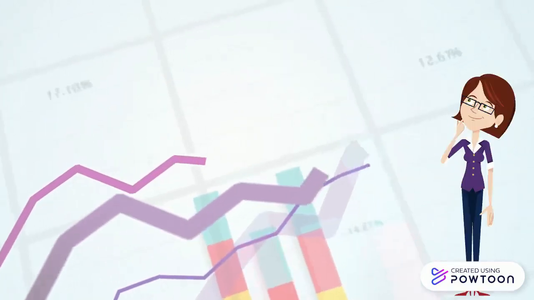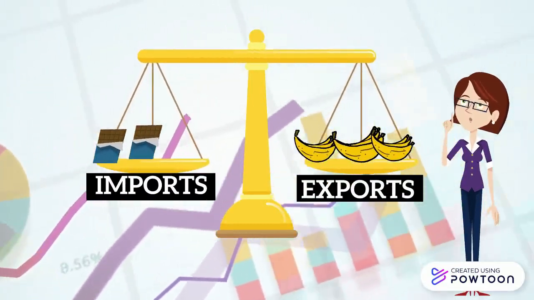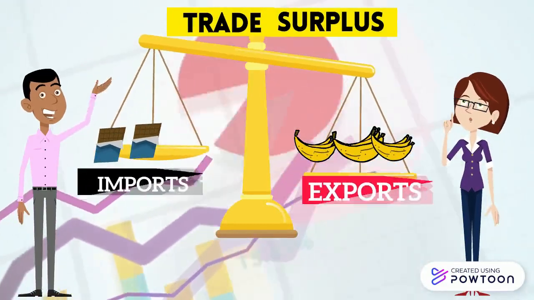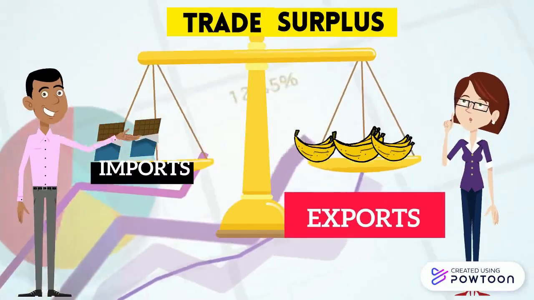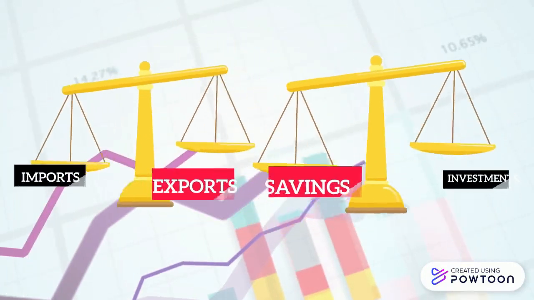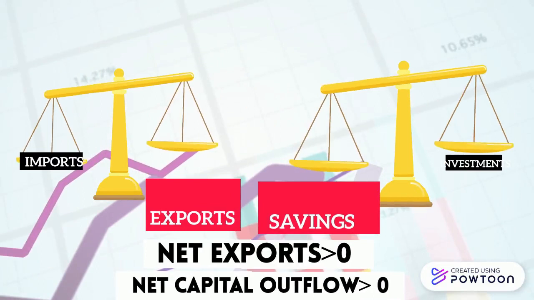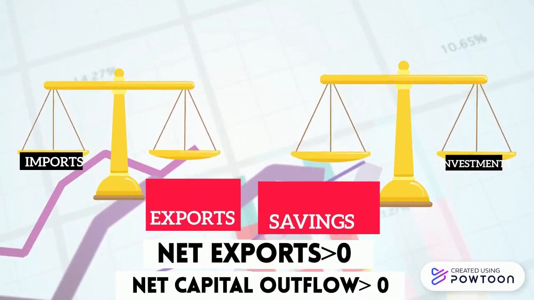But if I put back the hand of bananas and take off one chocolate bar instead, what does it mean? A trade surplus will now happen because our exports are more than the imports. The same scenario when savings exceeds investments. All of these are positive effects to net exports and net capital outflow.